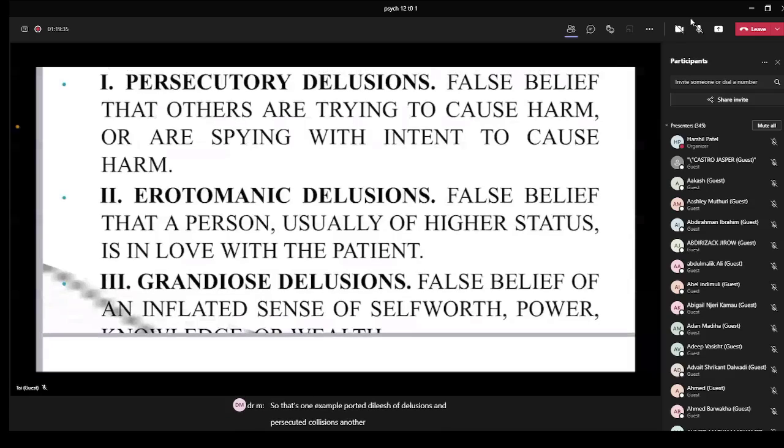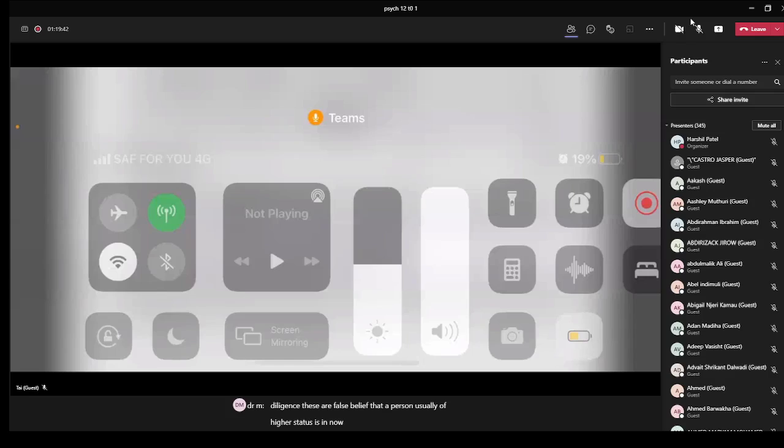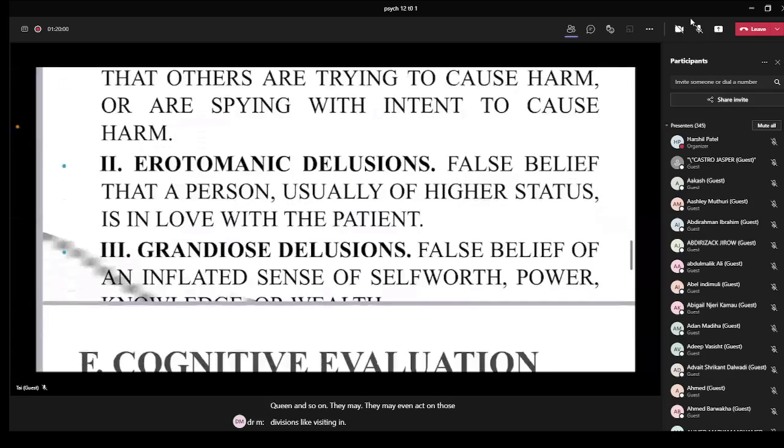Another example is erotomanic delusions. These are false beliefs that a person, usually of higher status, is in love with them. A patient will probably come and tell you they're in love with the king, the queen, and so on. They may even act on those delusions, like visiting prominent people's premises. They believe that they are in love with them, and it is their right to go there.